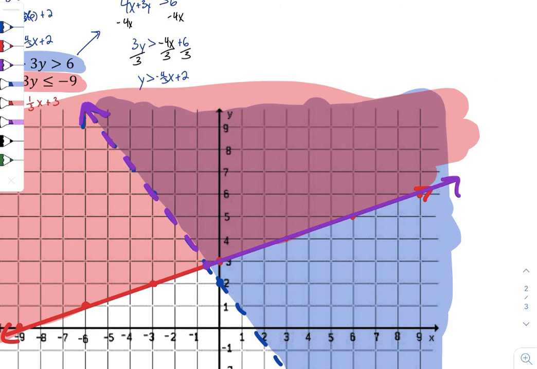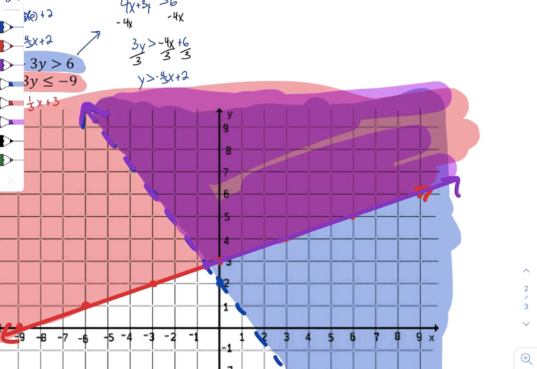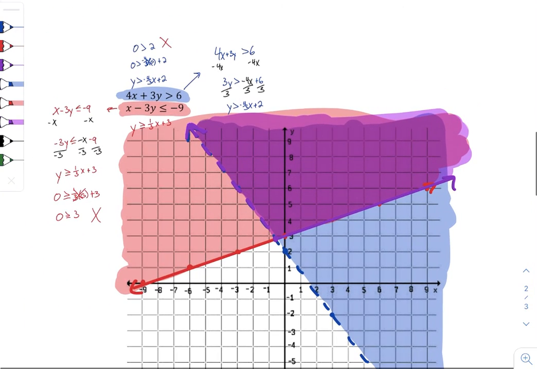And then we're going to shade all the inside. Any point that falls in this inside area is a solution to our system because it makes both inequalities true. Whether you plug it into the red one or you plug it into the blue one, it'll hold that inequality true. So since it's a solution for all the inequalities, it's a solution for the entire system. And that's all you have.